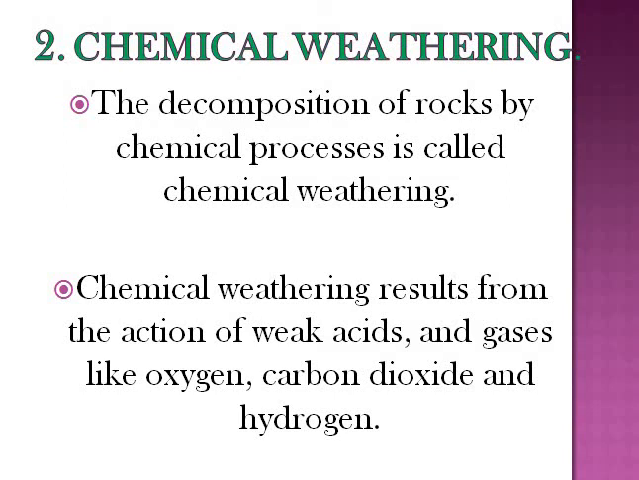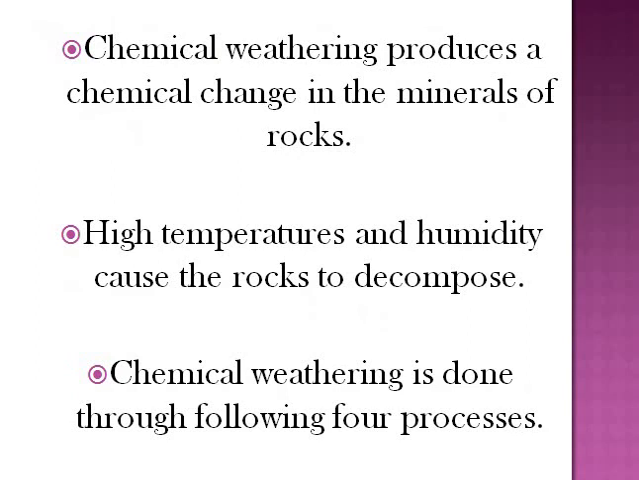Coming to number 2 in types of weathering, chemical weathering. The decomposition of rocks by chemical processes is called chemical weathering. Chemical weathering results from the action of weak acids and gases like oxygen, carbon dioxide, and hydrogen. Chemical weathering produces a chemical change in the minerals of rocks. High temperature and humidity cause the rocks to decompose.